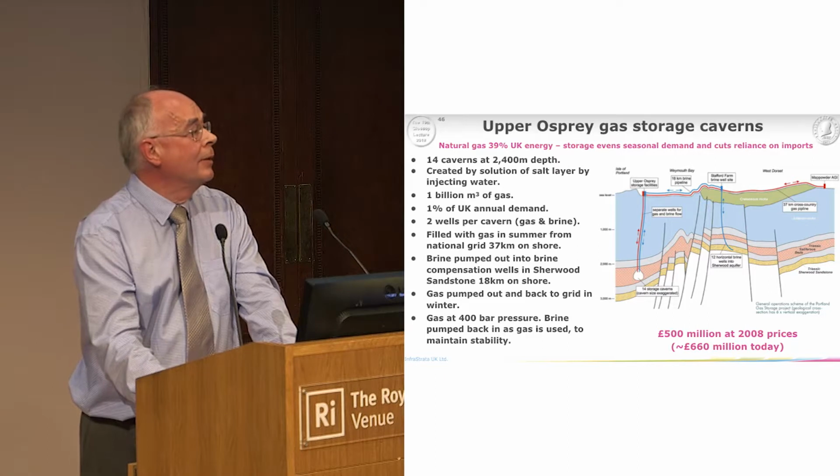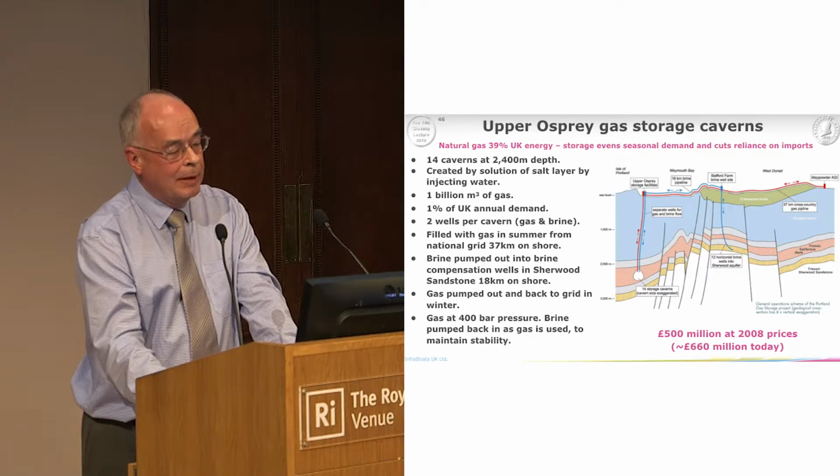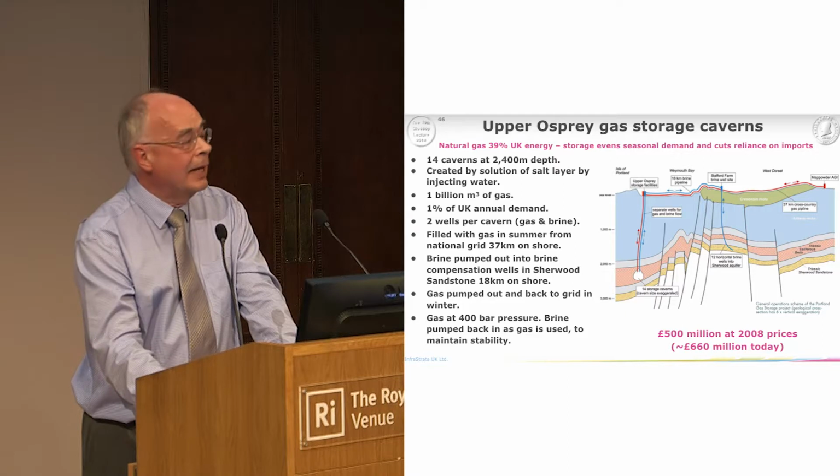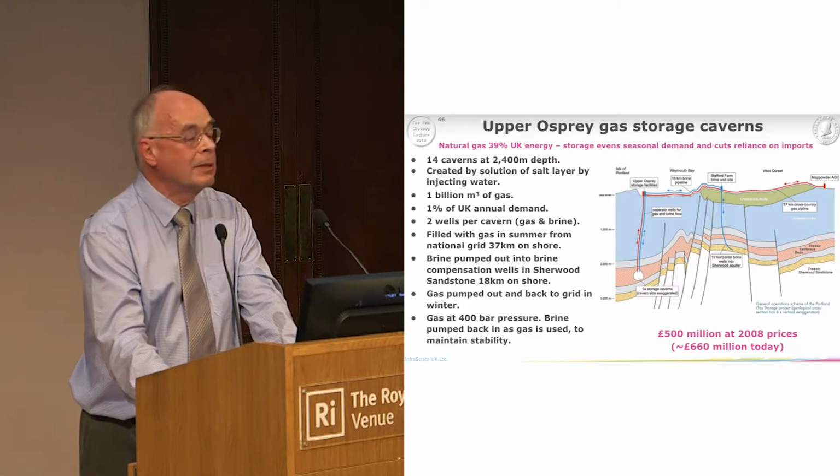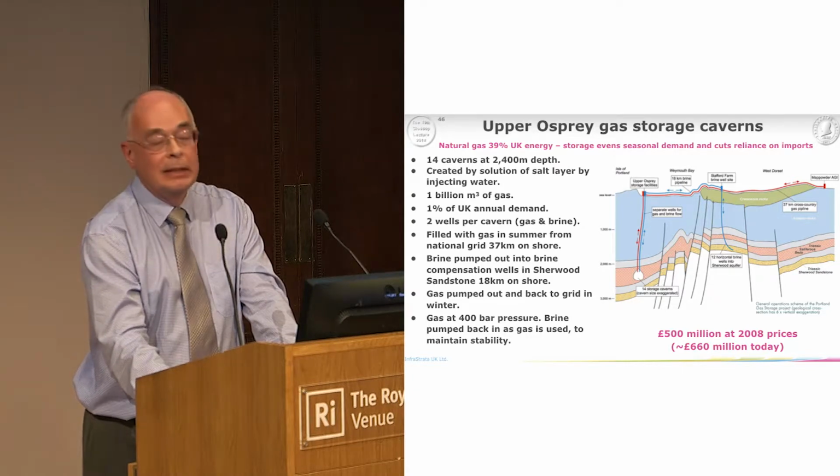And there were going to be 2 wells per cavern, one for gas, one for brine. And the idea was that the caverns are filled with gas in the summer from the national grid, which is about 37 kilometres onshore in Dorset.